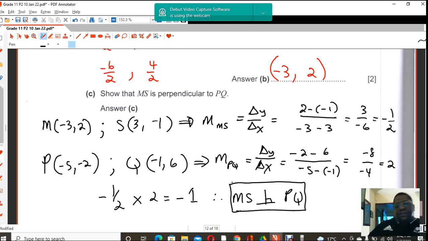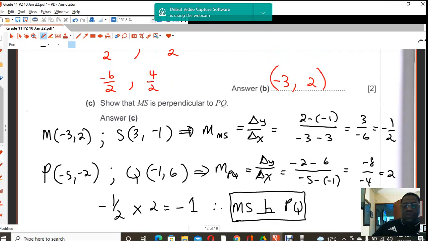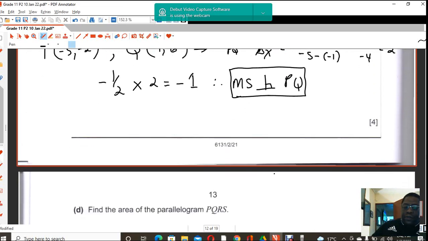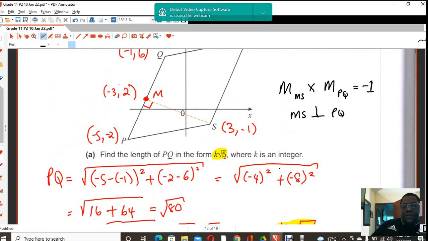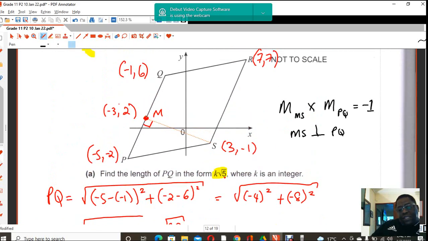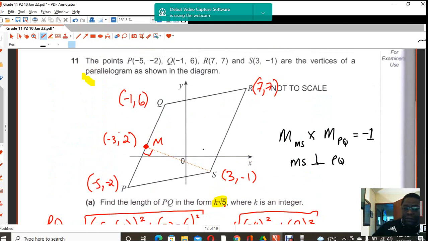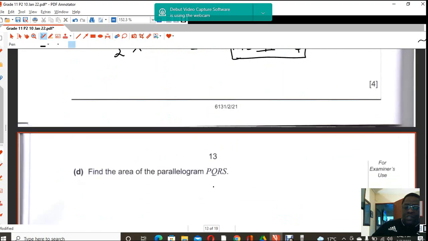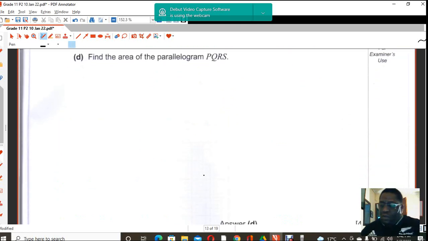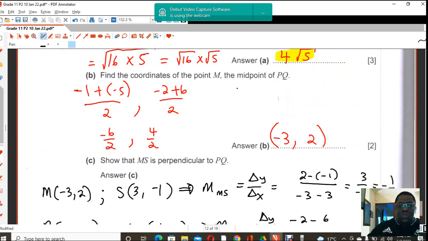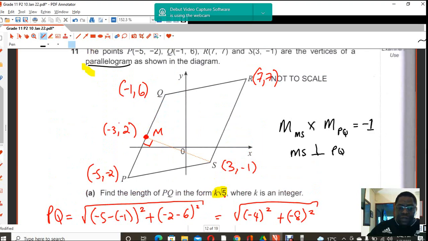Okay, so that shows quite a lot, and hopefully you also did it the same way. Right, something else: I put that dotted line there. That is the height of this parallelogram. The reason I'm bringing that in, that MS is the height of the parallelogram, is because the next question wants us to find the area of the parallelogram, and the formula we're going to use is that the area of the parallelogram is the base times the height. Now the base will be represented by PQ, because it's where the 90 degrees starts from.